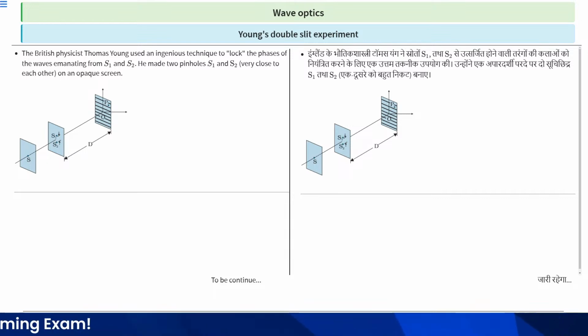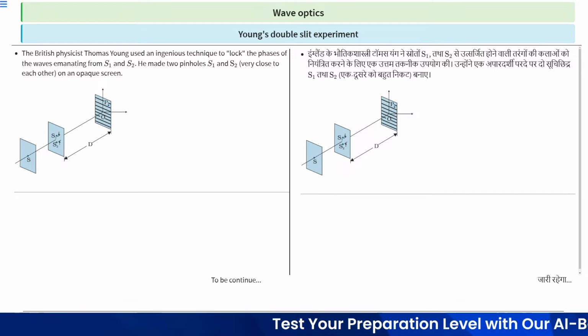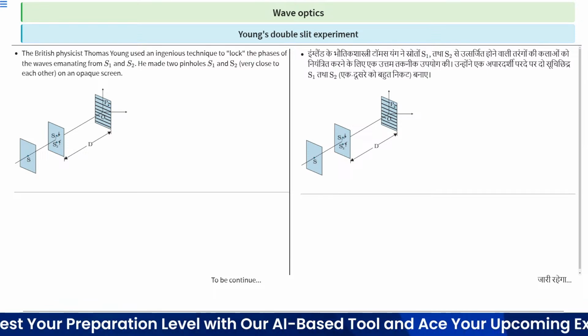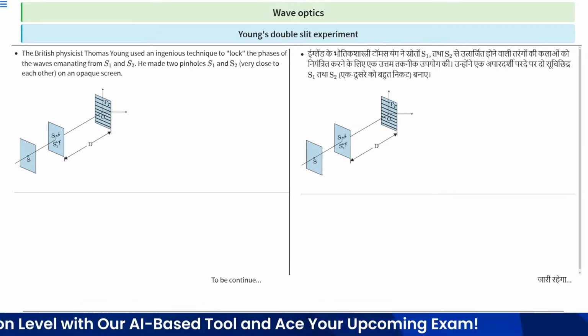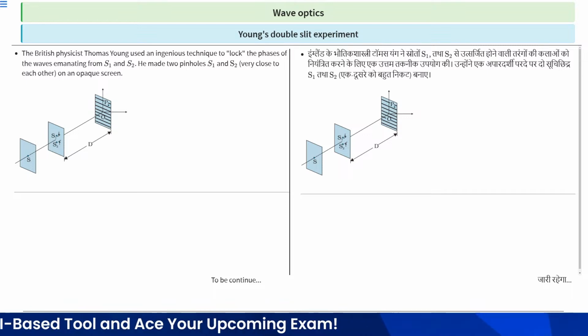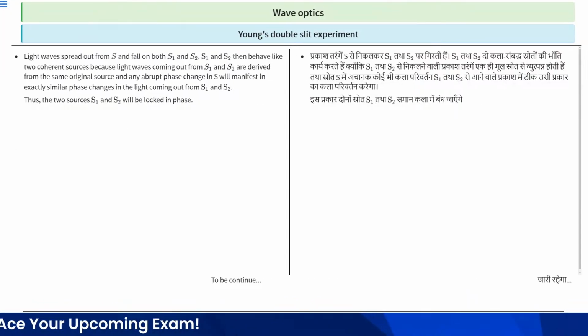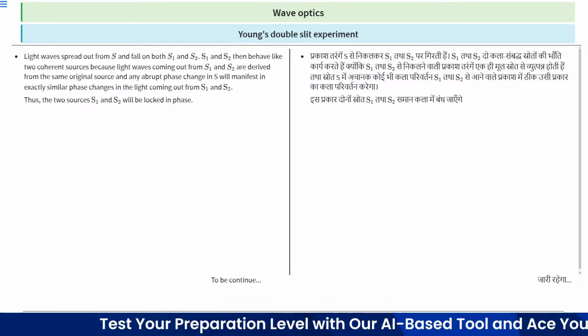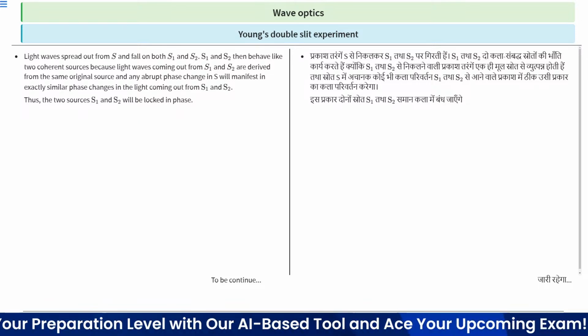The distance between both the holes is very small, on the opaque screen, and the distance between the screen and the source S1 and S2 is d. This is the distance as shown in this figure. Light waves spread out from S, which is known as the source, and fall on both S1 and S2. S1 and S2 then behave like two coherent sources.